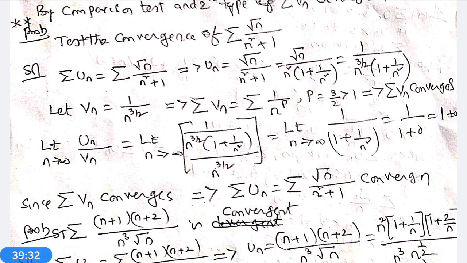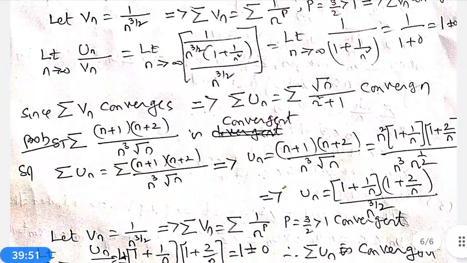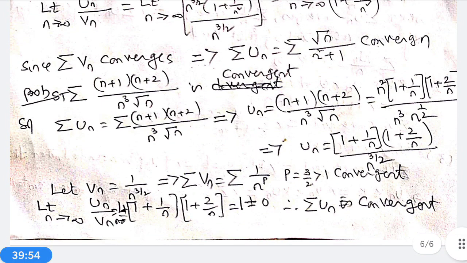By limit comparison test, both sigma v(n) and sigma u(n) converge or diverge together. But sigma v(n) converges implies sigma u(n) is equal to sigma root n by n square plus 1 converges. One more problem. Show that sigma (n plus 1) into (n plus 2) by n cube root n is convergent.